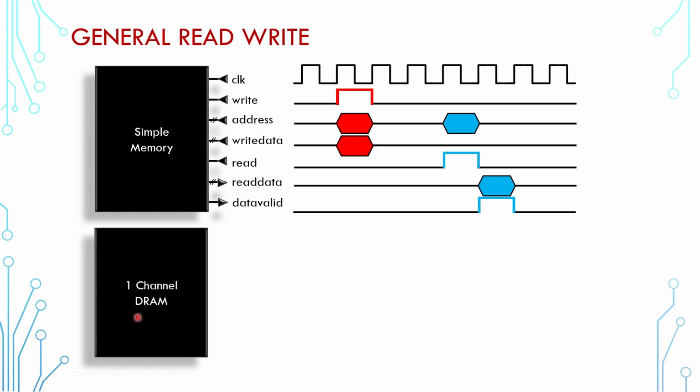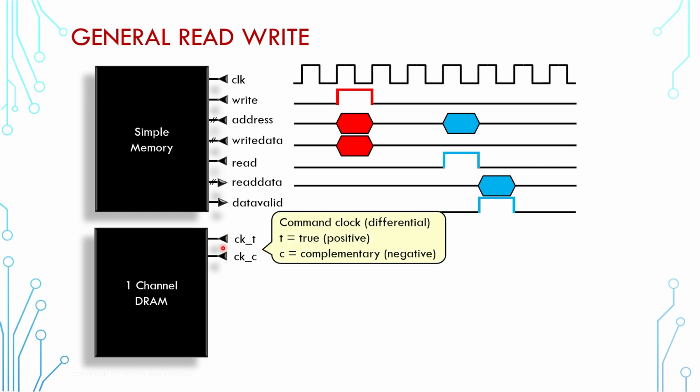Now let's take a look at a DDR channel. First thing first, a DDR channel is not a DIMM. We will revisit this later. A DDR channel uses a pair of differential signals as command clocks. Generally, differential signals have better signal integrity and can run faster. The suffix T represents the true or positive clock, and the suffix C represents the complementary or negative clock.